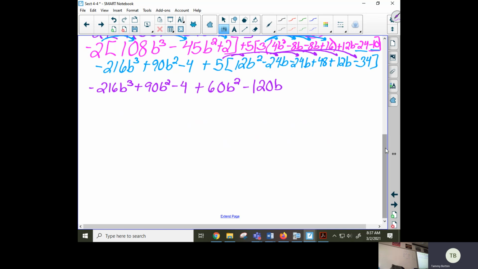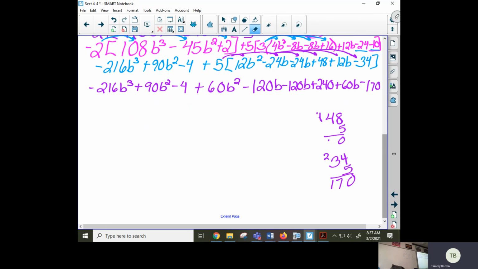I think I did this one different before. I think 5 times 24 is 120. Then 5 times another negative 24 is minus 120. 5 times 48 is 240. 5 times 12b is 60b. And 5 times 34 is 170.